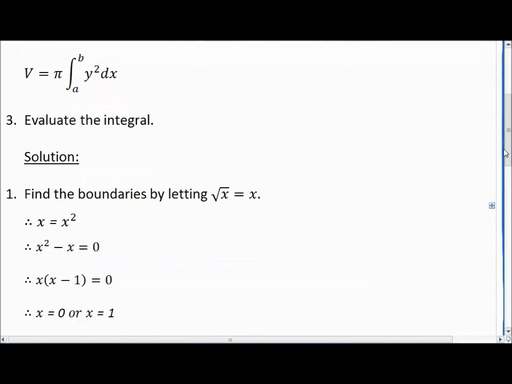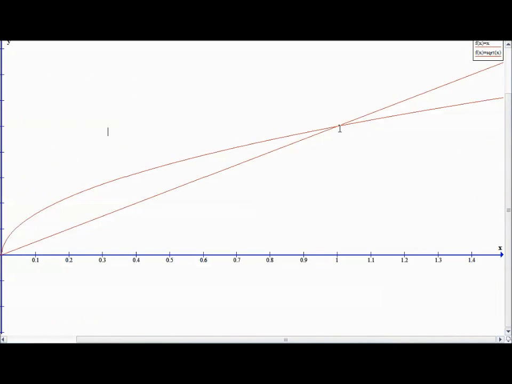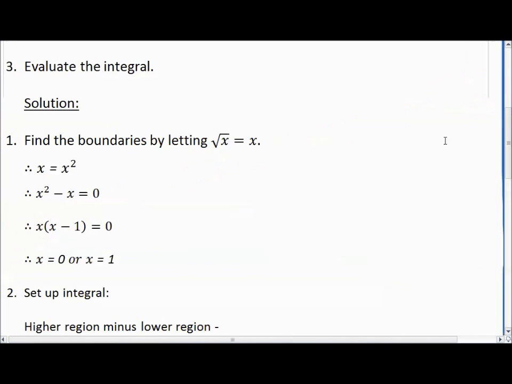So here's our solution. Finding the boundaries, in other words, that point there and that one down there, is quite straightforward in this case. What we do is we let the graph of y equal x equal the graph of y equal the square root of x. In other words, we're interested in where the square root of x equals x. What we can do now is square both sides to get that, and what we're going to do is solve a little quadratic binomial, in this case two terms, by subtracting x from both sides and letting the result equal 0.